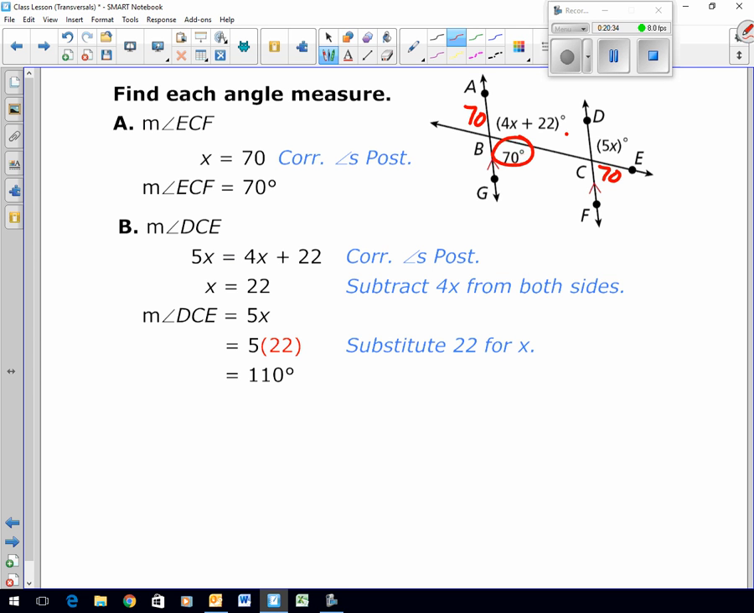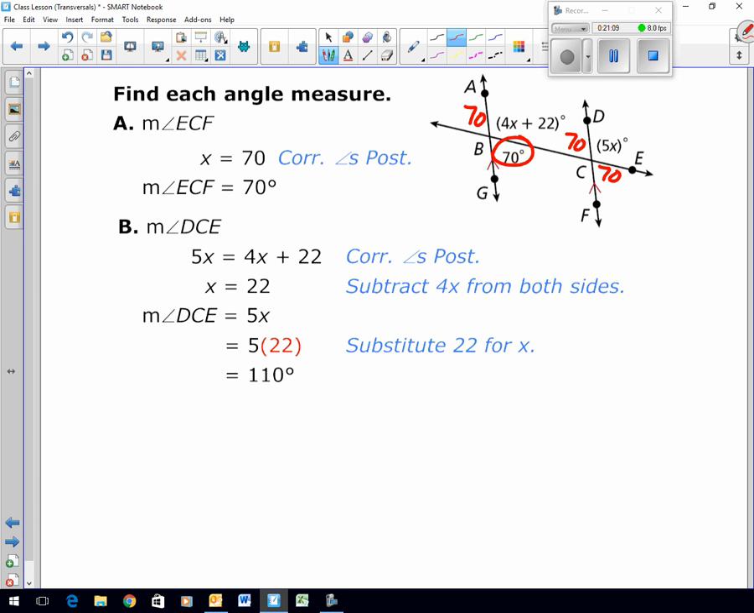What do they have to be? 110, because you have to subtract from 180. This plus this has to be 180, right? These have to be congruent, right?